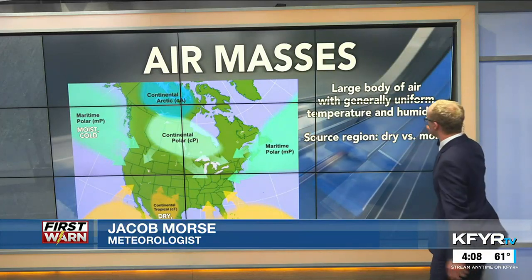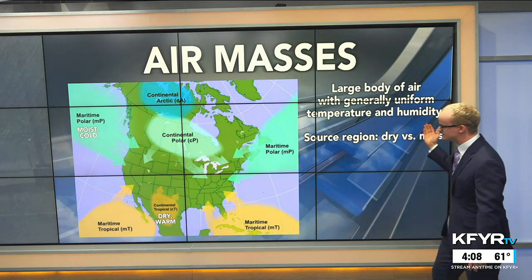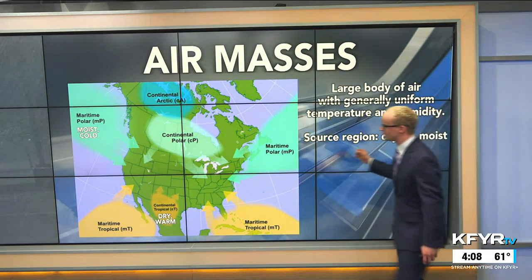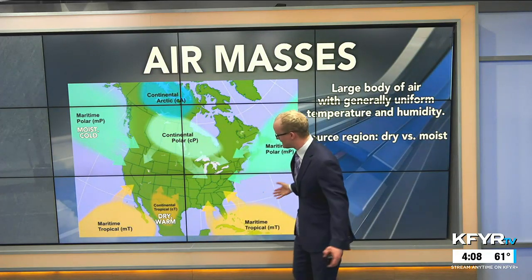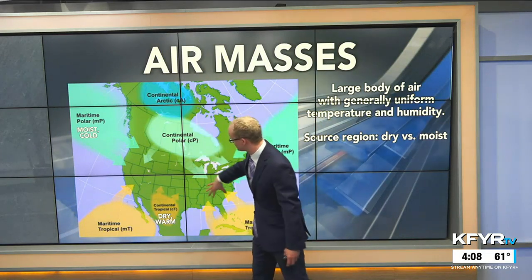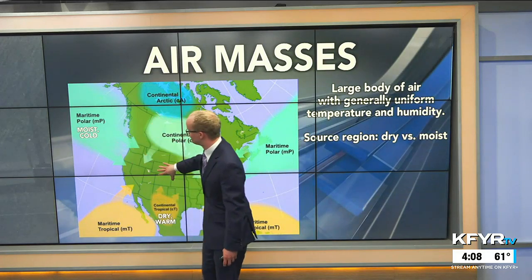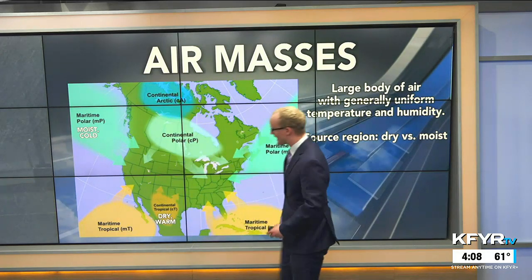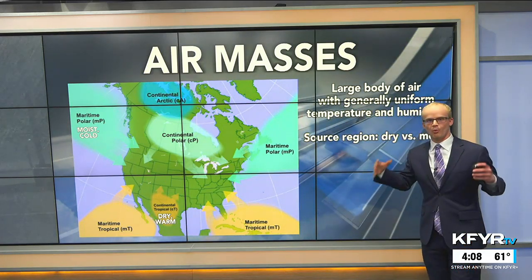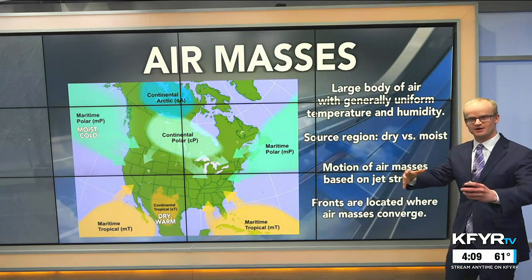So air masses are just large bodies of air with generally uniform temperature and humidity. And we name them based on their source region as well as if they're dry or moist. So these are a bunch of different names for air masses that we see move across the country, across the world. Continental polar usually comes in from the north. That's a cold and dry air mass versus maritime polar is a moist and cold air mass. Dry and warm air mass would be a continental tropical.